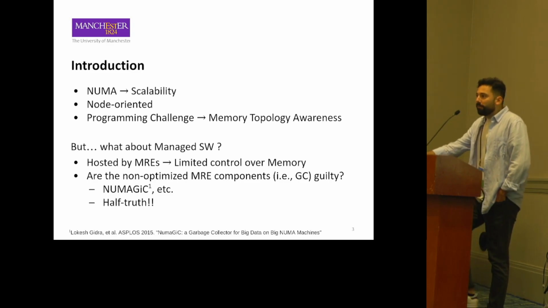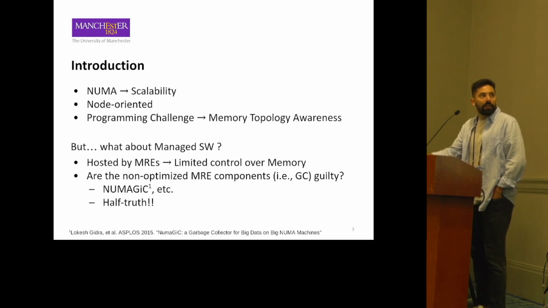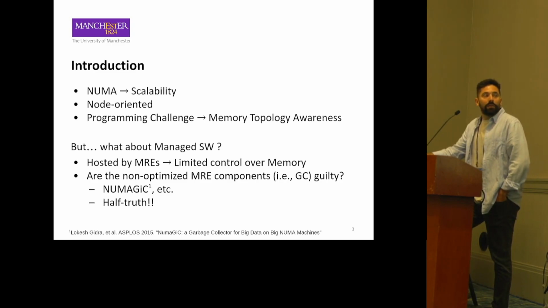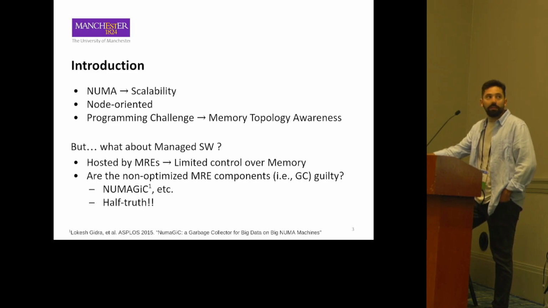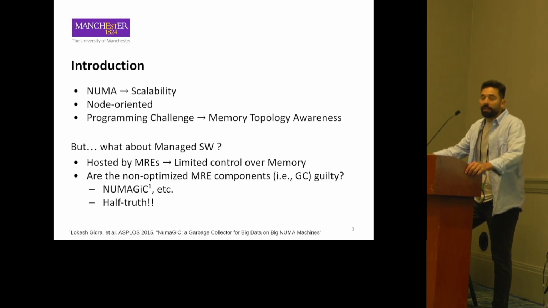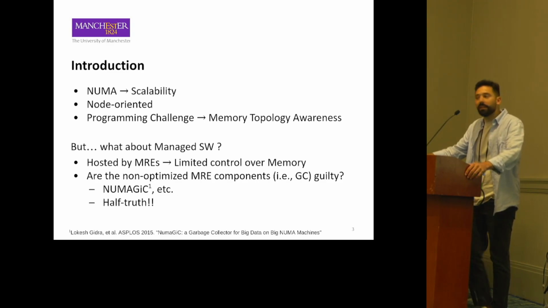NUMA is an acronym for non-uniform memory access architectures and has been introduced in order to enhance the scalability over hundreds of cores and gigabytes of memory. It is a node-oriented architecture, which means that a typical NUMA system is composed of nodes, and each node contains CPU cores and memory, and the memory can be accessed by any core across the nodes, but with increased and different latencies.